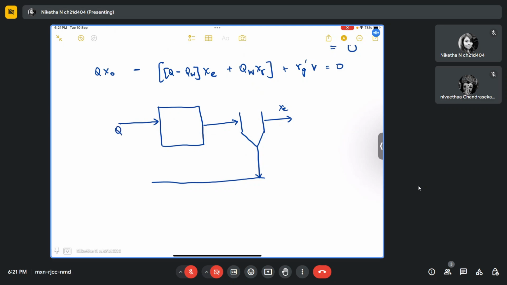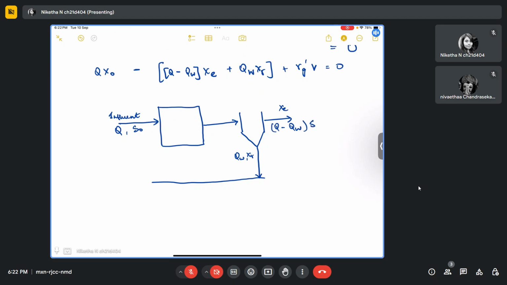At the inlet, you have the flow rate as Q, and S naught is the concentration of organics present in the inlet. So this is the influent stream, and QW is the quantity which is going to be recycled. I'm sorry if I mentioned it otherwise. So QW is the quantity which is recycled, and Q minus QW is the quantity that is going to be wasted.